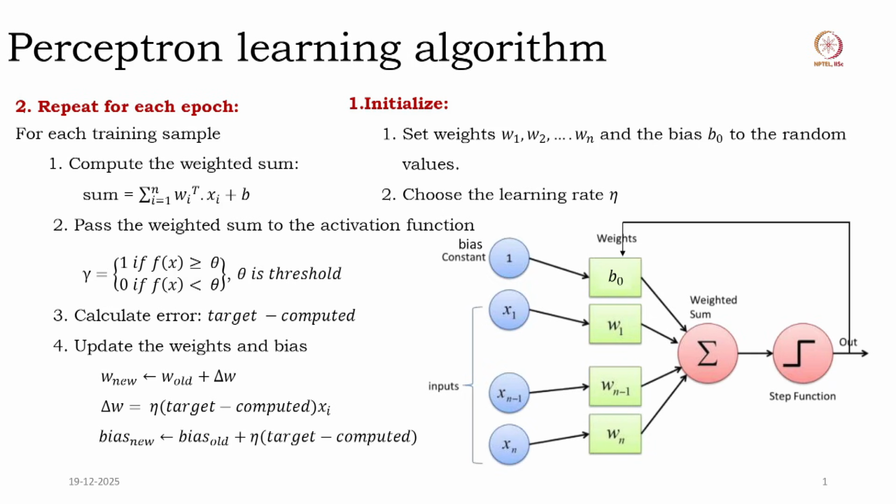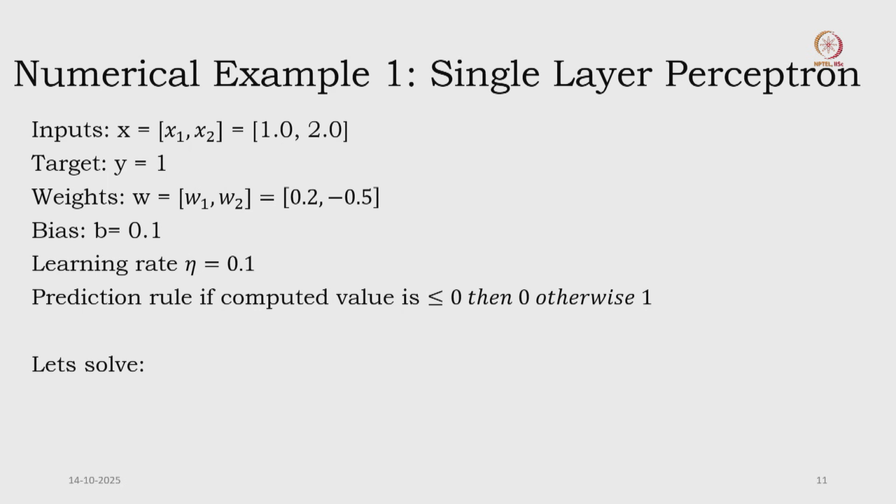Once you get the output, we calculate the error. If the error is large, we come back and update the weights. The weight updation formula is W new is W old plus delta W, where delta W is the learning rate times the error multiplied with the input. Similarly, we update the bias also, and the formula for bias is new bias is old bias plus learning rate times the error. Let us understand this concept by using a simple numerical example.